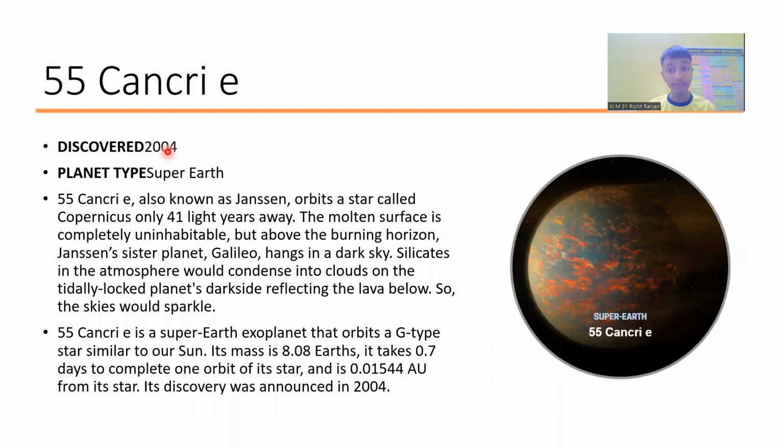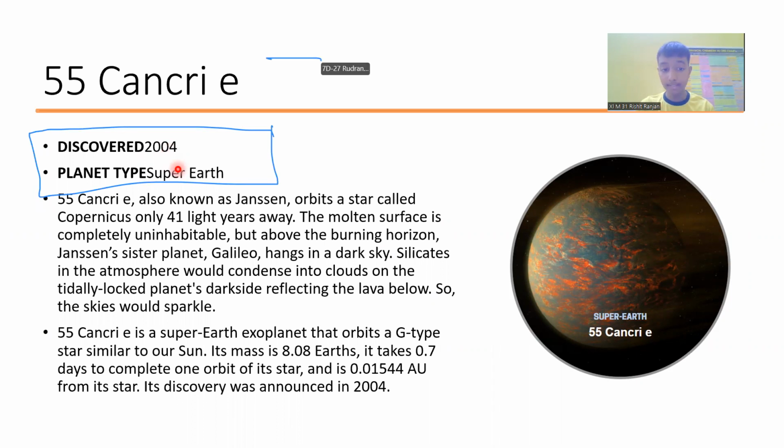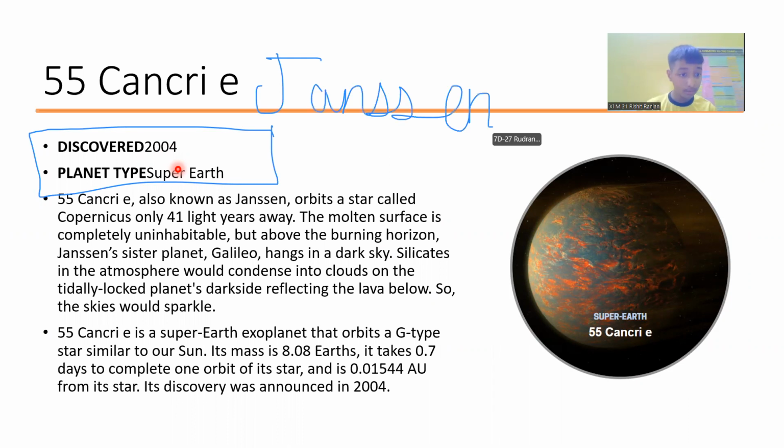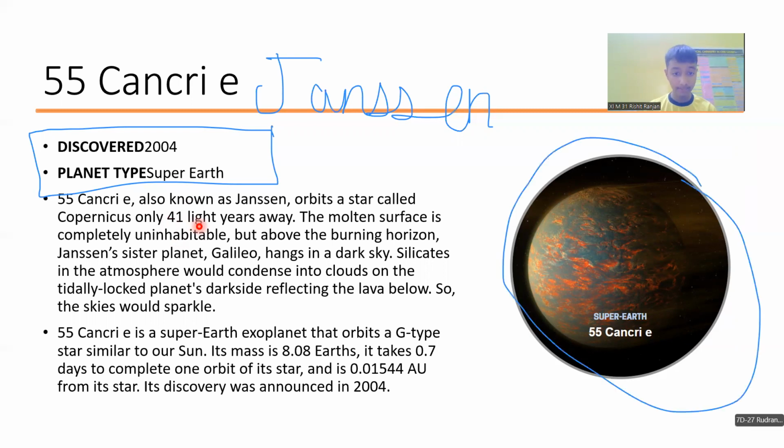So the exoplanet 55 Cancri-E was discovered in the year 2004. The planet type of this is super Earth. 55 Cancri-E is also known as Janssen. It orbits a star, Copernicus, which is only 41 light years away. Compared to 400 and 600 light years away from Earth, this is a very small distance. The molten surface is completely uninhabitable. We cannot inhabit the outer surface of 55 Cancri.